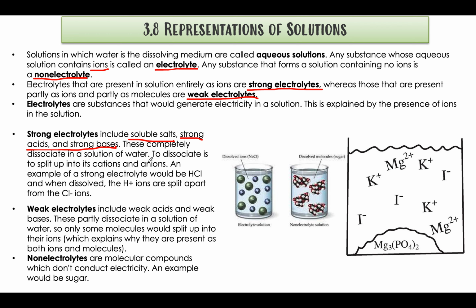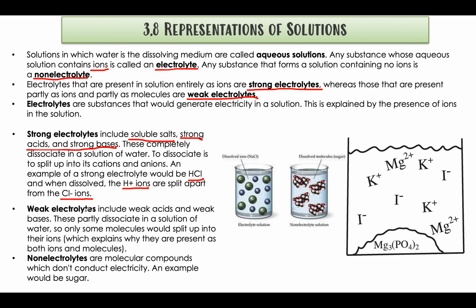Dissociate in a solution of water. To dissociate is to split up into its cations and anions. An example of a strong electrolyte would be hydrochloric acid or hydrogen chloride. And when it's dissolved, the hydrogen ions are split apart from the chloride ions, and that creates hydrochloric acid.